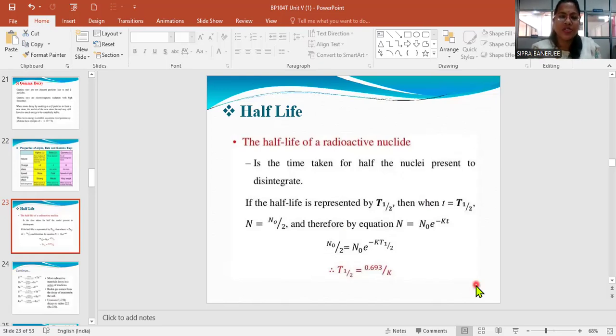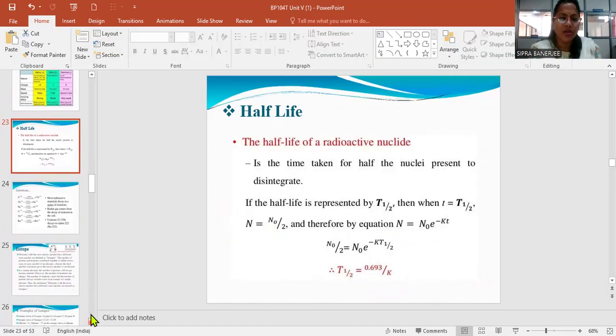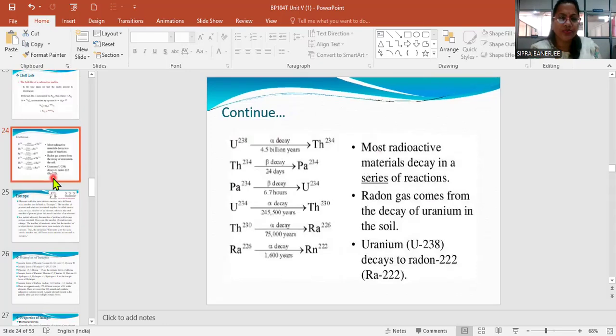Okay? And it can be represented very simply: N equals N0 by 2. That is, the number of atoms will decrease to half of N0, the initial number of atoms. Next, the equation N equals N0 into e to the power minus kt, where t is T-half, gives T-half equals 0.693 over k. With this, you can calculate the half-life of any radioactive material. K is the constant. See, so this is the example of a radioactive particle.